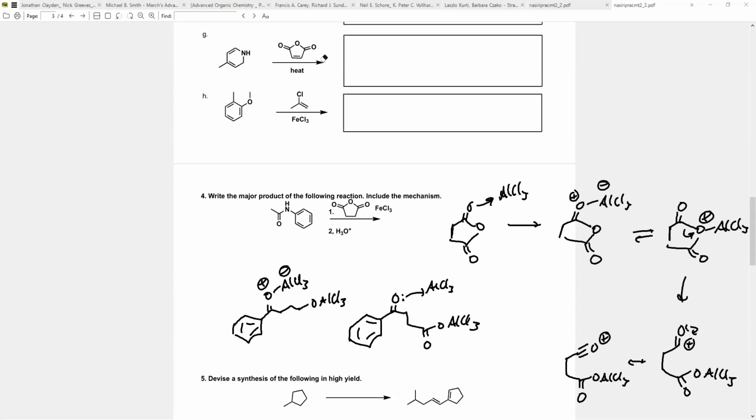So H3O+ will protonate everything and get rid of things. Just like that. Okay, cool. So there you have it. That's the mechanism for the most part, or in parts, at least in my opinion.